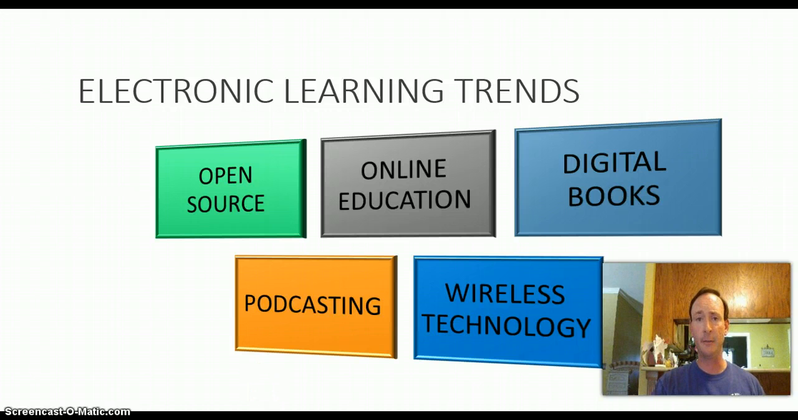And those 5 trends that I decided to choose are open source and open source software, online education, digital books, podcasting, and wireless technology, wireless devices. I'd like to talk a little bit about each example and give you some examples of those and just explain a little bit more what they are and how they are relevant towards education in schools.